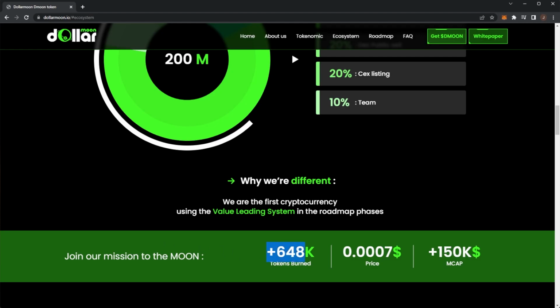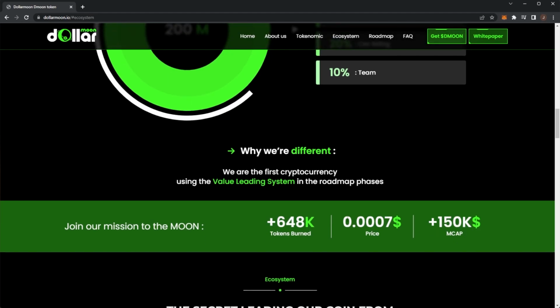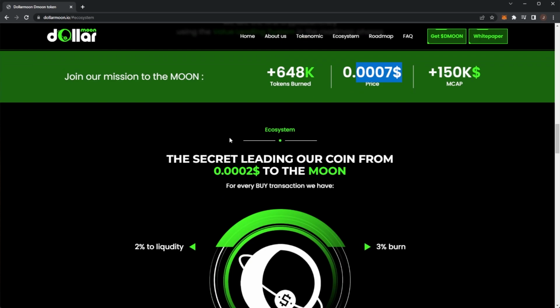As we can see, currently 600,000 tokens burned. We're at a 150,000 market cap, so still a low cap here, and a price of 0.0007. Here we can see the secret leading our coin from 0.002 to the moon. So we can see already, just off the launch, they launched at 0.002 and now we're up to 0.007. So already a 3.5x on investment. However, the big thing they're looking at is dropping these zeros in the coin price.